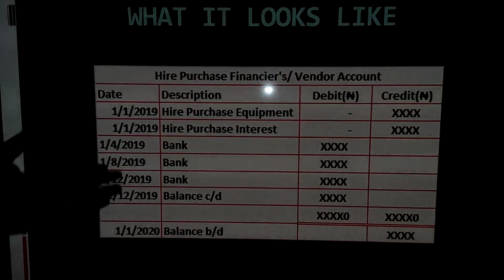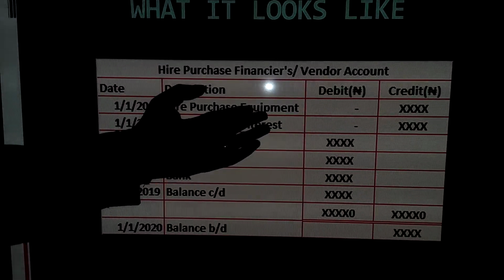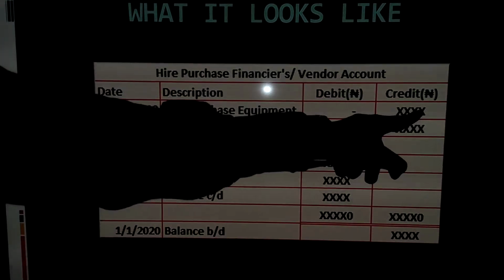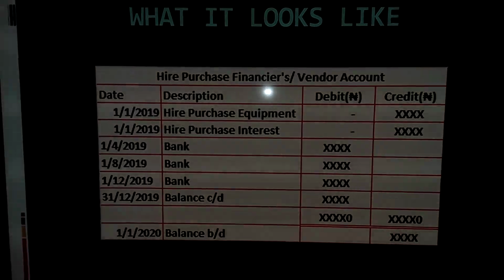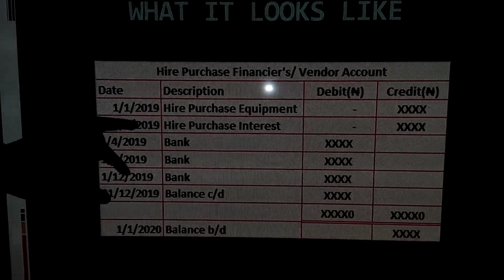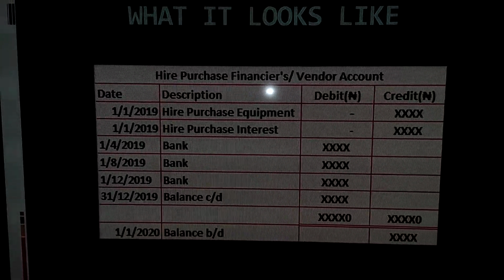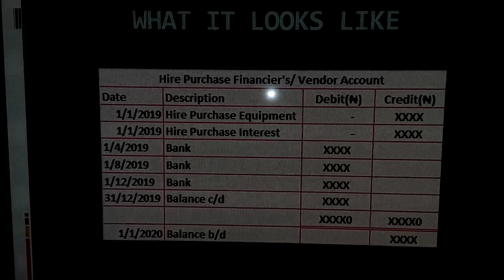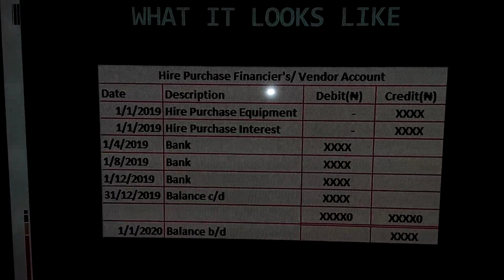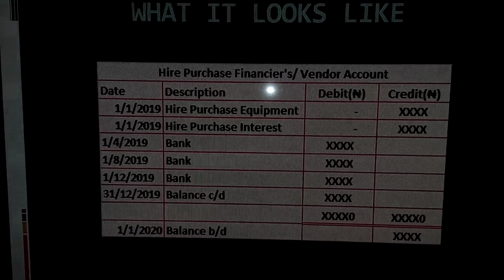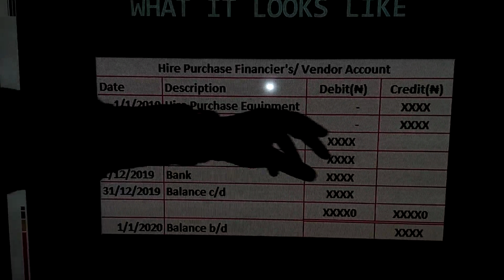So what are we saying here? This is the date, 1st of January, the hire purchase equipment. We bought on credit, so we're crediting him to show what we are owing him from the buyer's perspective. Any interest that he's charging us for the hire purchase agreement means we are owing the total amount, which is the cost of the equipment at normal price plus the interest. So you credit him with that amount. That's what you have here.